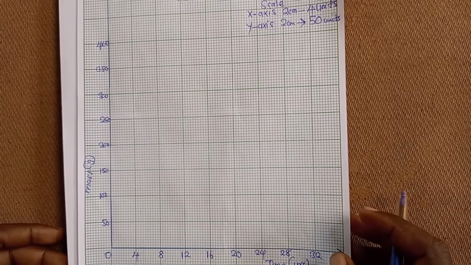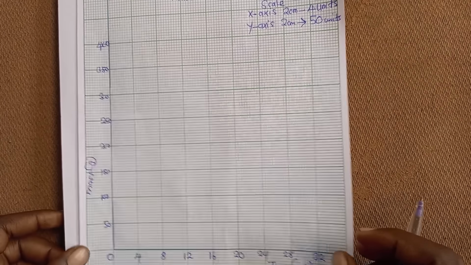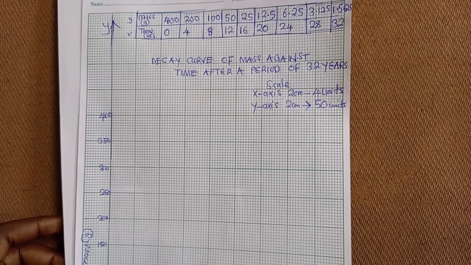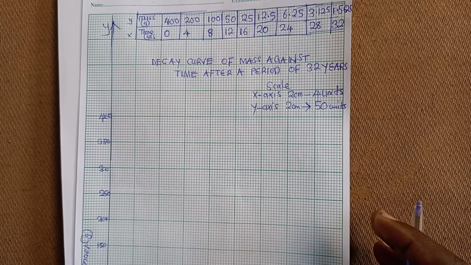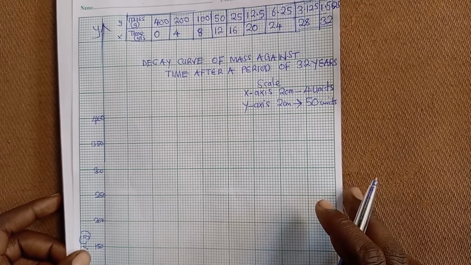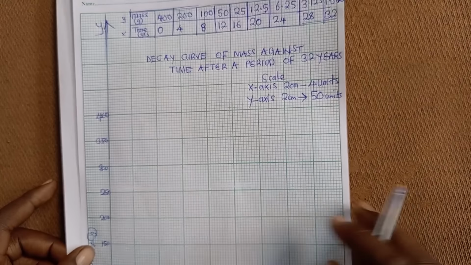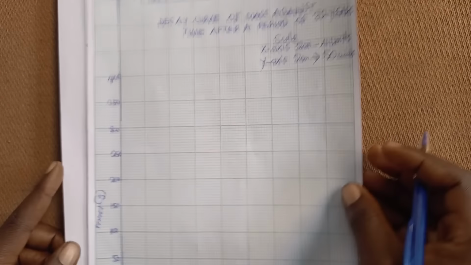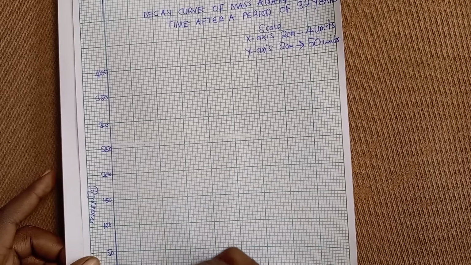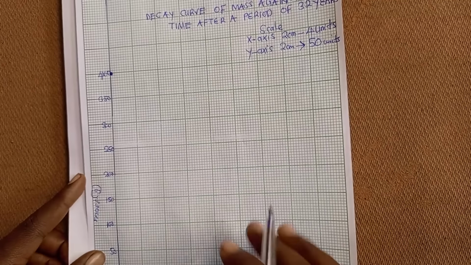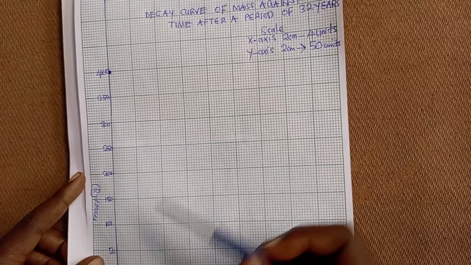I need to label my graph. You use the coordinates that we came up with to plot this. The first is 0, 400. Where is 0, 400? The coordinate is just there, so that's where I'm going to put a dash. The next one is what?